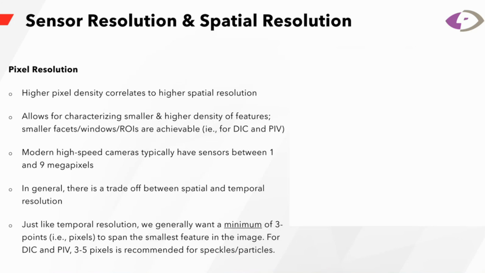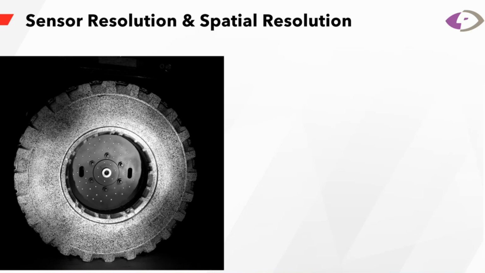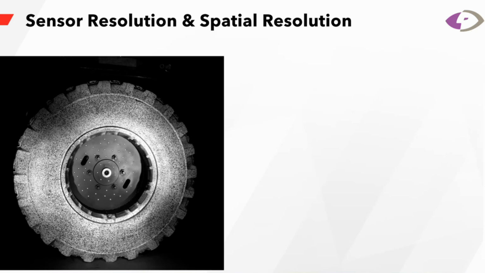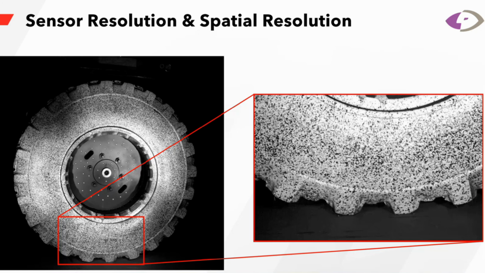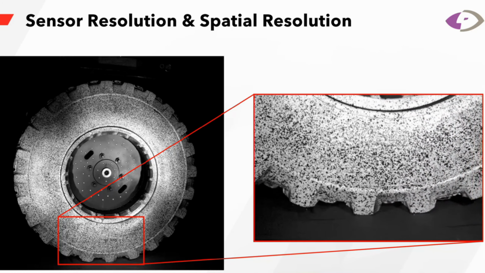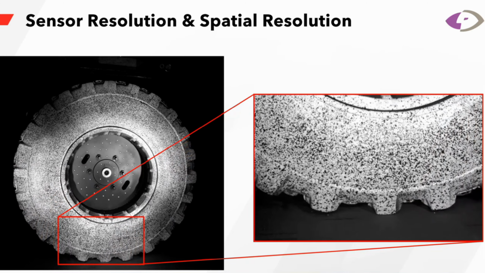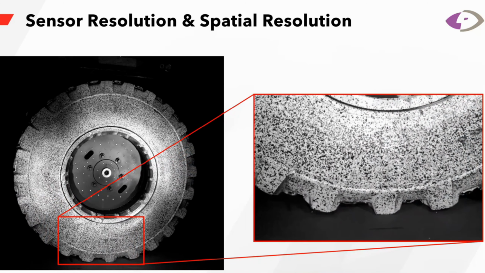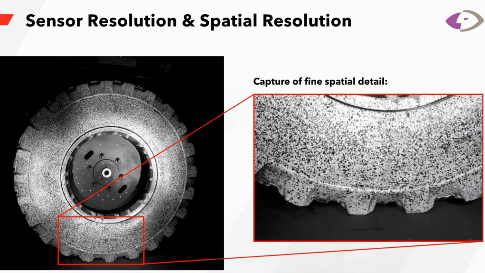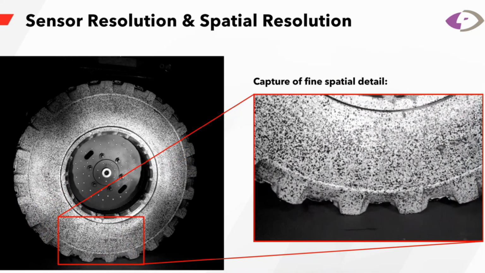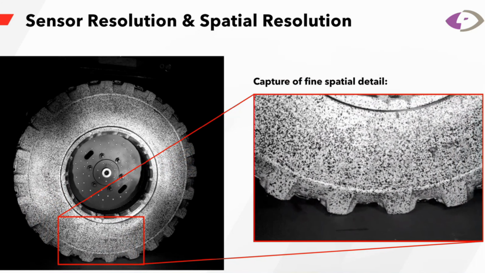So here is a very good example of the need for spatial resolution. In this case, the client wanted to view the entire sidewall of this Humvee tyre, but they also wanted to do some post-processing on the deformation of the tyre. So in this case, the speckle was applied to the tyre, and that speckle needed to be resolved at about 3 to 5 pixels in size for each of those dots on the tyre.